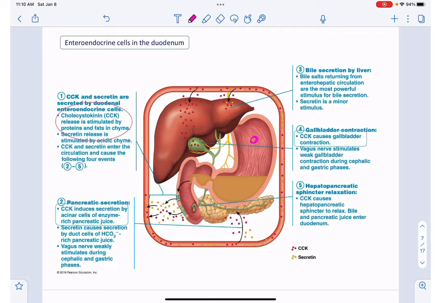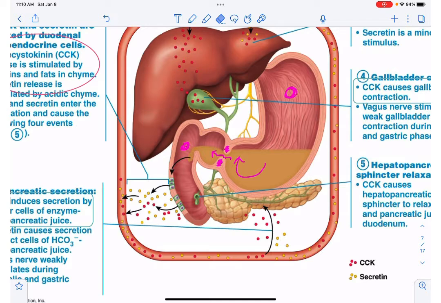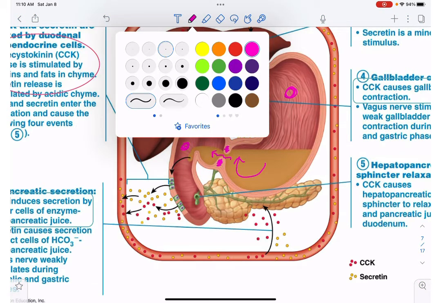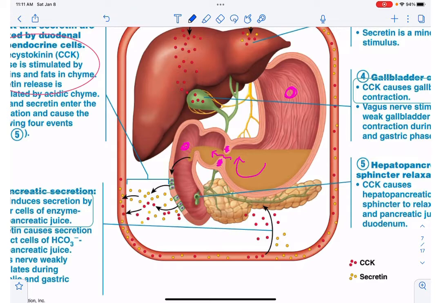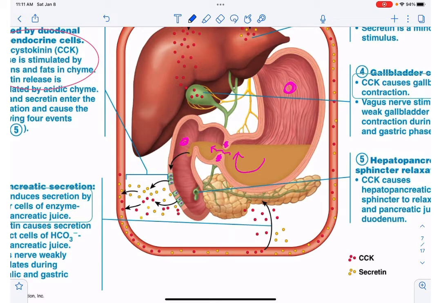And then as it becomes more paste-like, small amounts of that chyme are going to make their way through the pyloric sphincter and into the first part of the small intestine, which is the duodenum. And that's where we're looking at here. This is the duodenum. And the small intestine, the duodenum, is lined by epithelial cells. And some of those epithelial cells are endocrine cells. They can produce hormones. And these are them that are being represented on the figure.